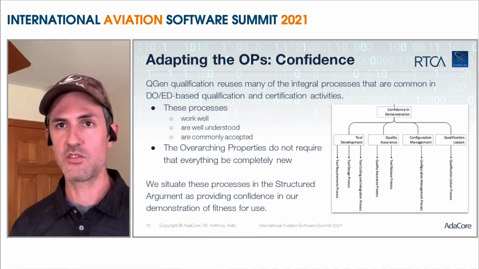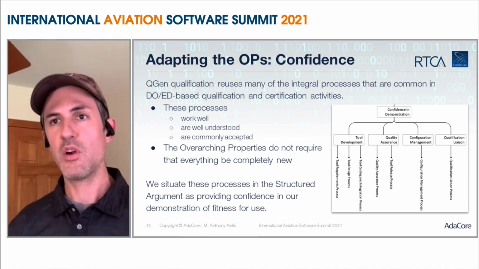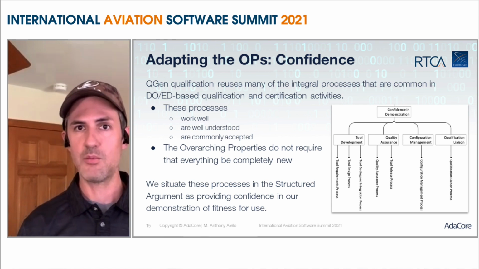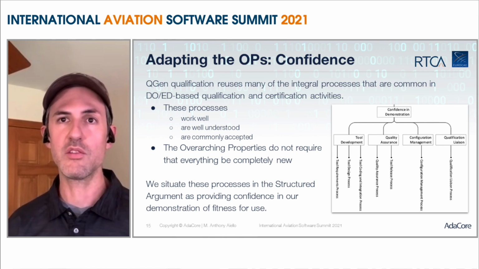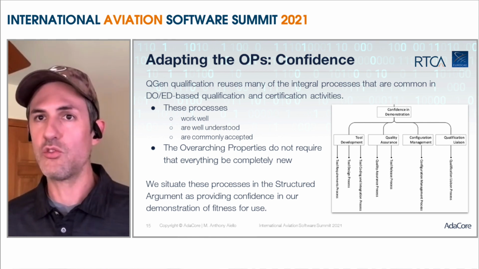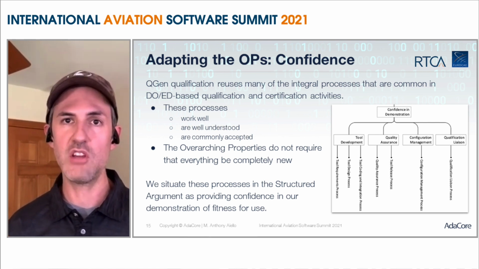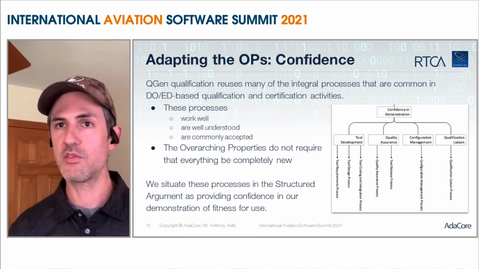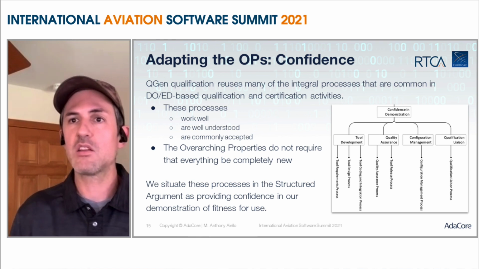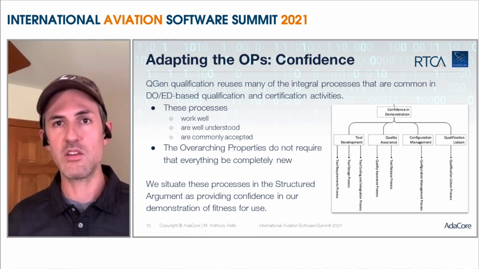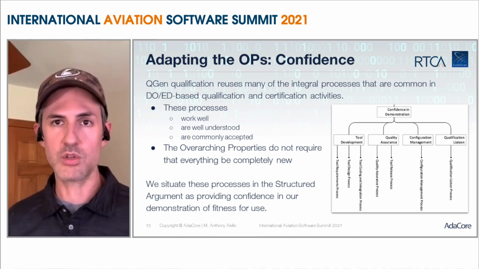So I mentioned confidence. We also, in the QGen structured arguments, have a part of the argument that focuses on confidence in the demonstration. While we're using the overarching properties as the basis for our qualification, we're also reusing many of the expected and integral processes that are common in traditional DO-based qualification and certification activities. These processes work well, they're well understood, and they're commonly accepted.